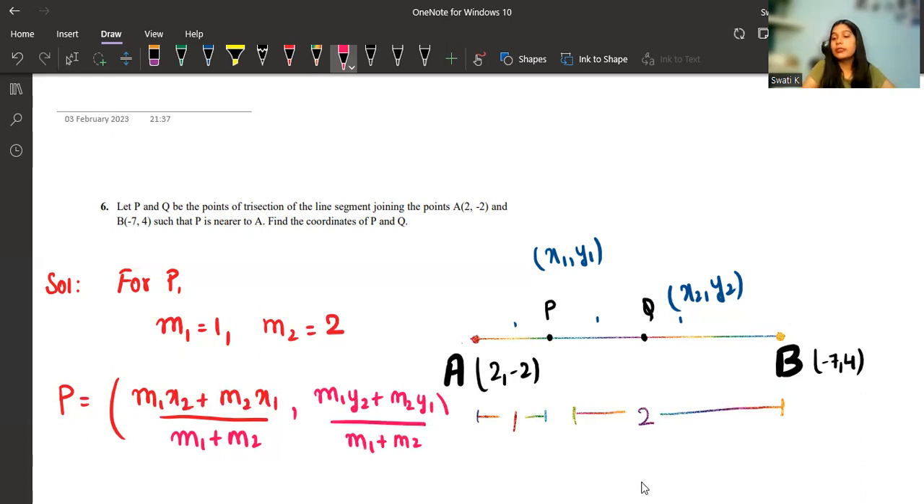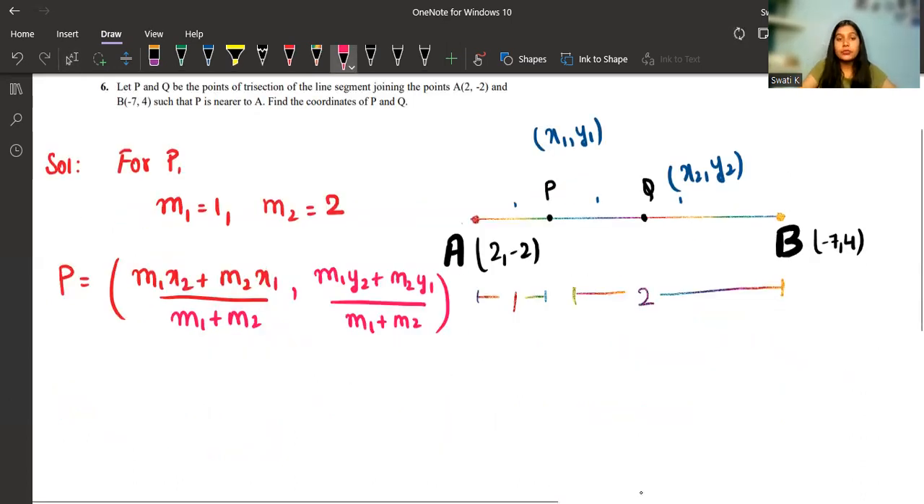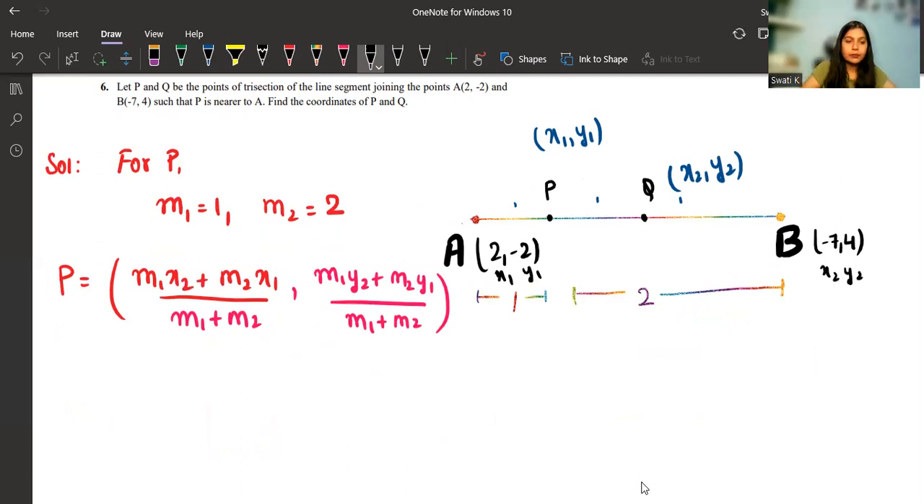Okay, this is the formula that we are going to use. So here, what is X1, X2 and what is Y1, Y2? Of course, here this one is X1. I'm writing here, and this one is Y1. This one is X2 and this one is Y2. So let's use the formula.